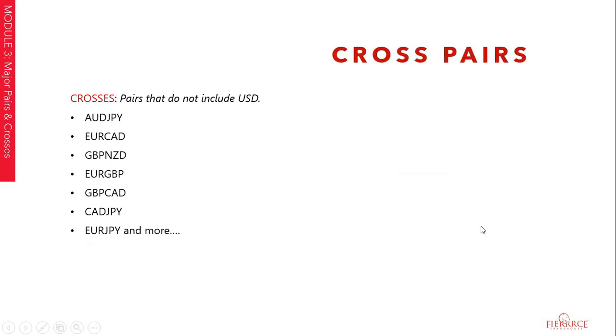Okay. Then we have the cross pairs. Now, the cross pairs are the pairs that do not include the USD. So any pair out there that you hear somebody name, like Euro JPY, GBP JPY, NZD CAD, NZD CHF. Now, those are crosses. So again, when you listen to business news, sometimes you hear them talking about the cross pairs. They talk about the majors. So that's how you know what pairs are being discussed. Crosses have no USD in them. Majors are based on the major currencies.